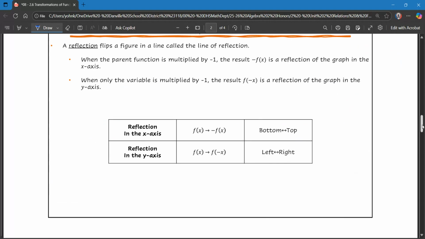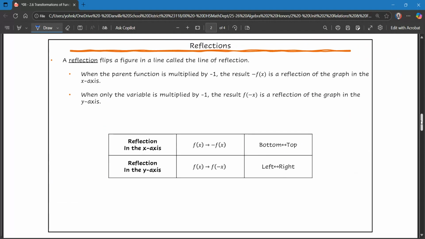Okay, second type of transformation we're going to talk about is a reflection. A reflection is going to flip the figure in a line called the line of reflection. Now, we're only going to deal with 2 basic ones in class this year. We're only going to deal with reflecting over the x-axis or reflecting over the y-axis. So remember, if you have a coordinate plane, this is your x-axis here, and this is your y-axis here. So if you're flipping something over the x-axis, you're taking it from above the x-axis to the bottom of the x-axis. So you're going to reflect it bottom to top or top to bottom.